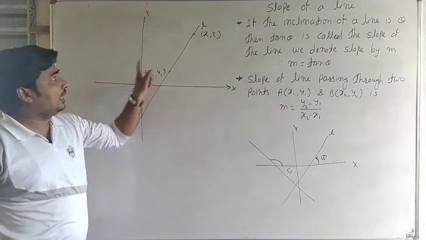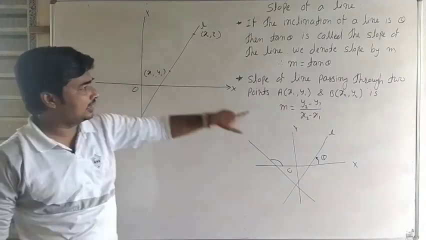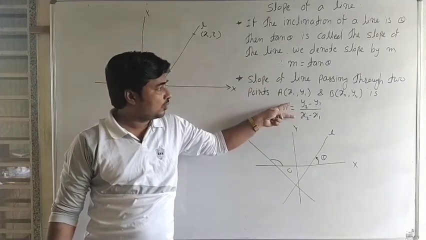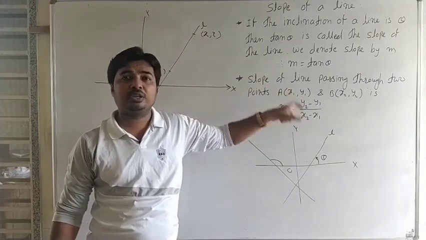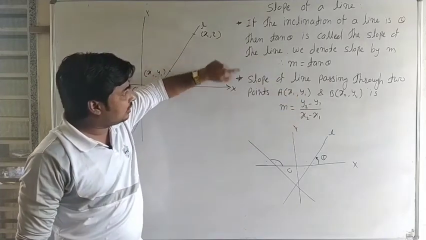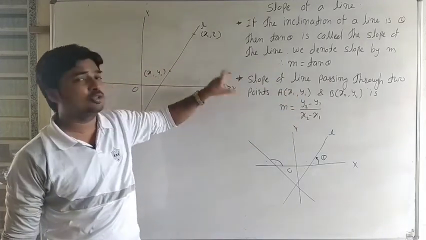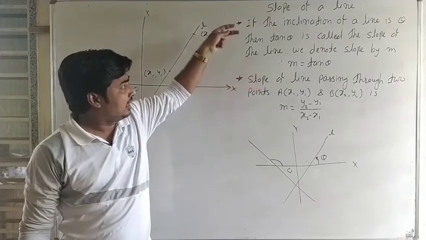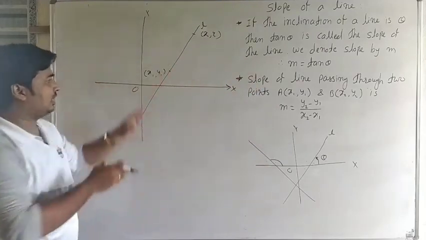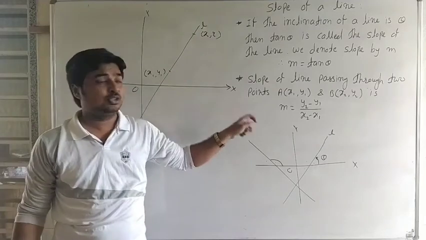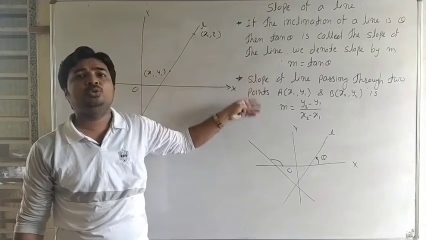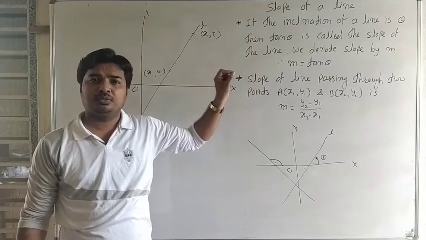Then the slope of the line is y2 minus y1 upon x2 minus x1. Here these are the two methods to find the slope of a line. If it is a straight line, it is a single line; the line is one, so the slope is unique.